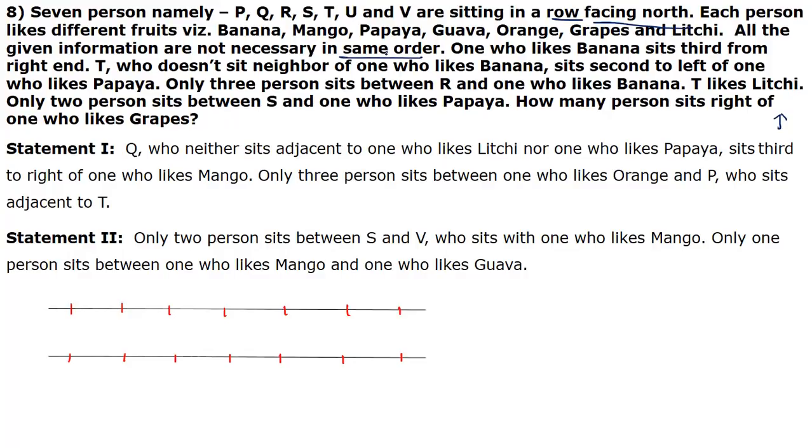So the information given here is not in the same order as given. There are 7 persons who like 7 different fruits. We need to find out who is going to sit where in this arrangement, and we even need to find out who likes which of the fruits.